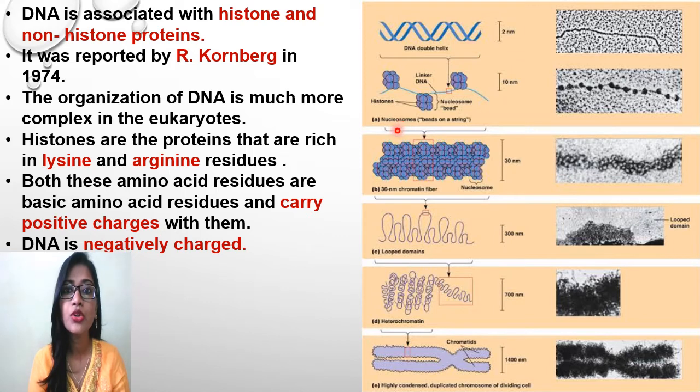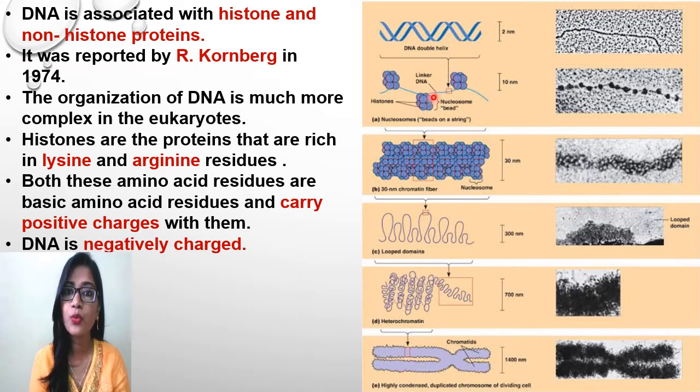So the nucleosomes appear like beads on a string. Why is it called beads on a string? You can observe this diagram. It looks like beads on a string. These are the dots which appear like beads, and the thread-like structure is called the string. So they form these bead-like structures. These are nothing but the nucleosome beads. These are termed nucleosome beads.